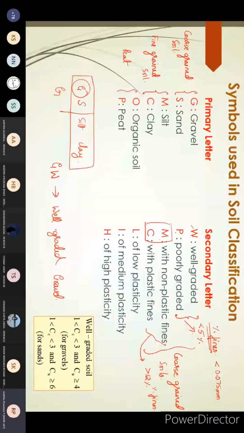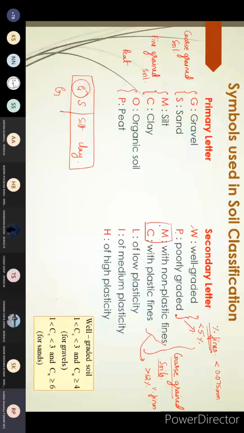Say if I write it as GM, what does it mean? It means gravel with non-plastic fines. So this is the secondary letter. Now, we use M and C as secondary letters when it is a coarse grained soil and the percentage fines are more than 12%. In the grain size analysis, if the percentage finer than 0.075 mm particle size is more than 12%, then we use the secondary letter M or C.